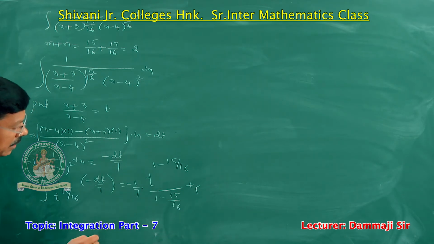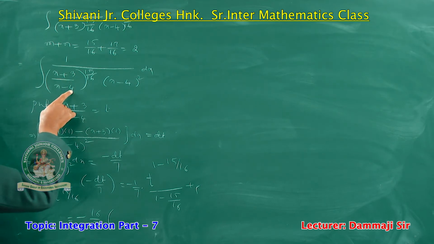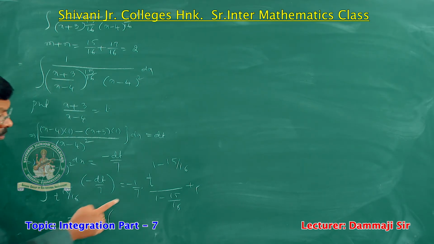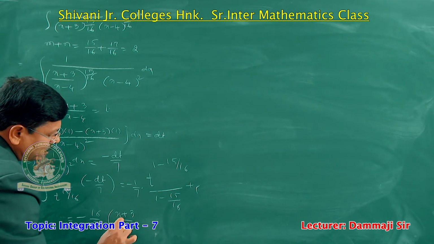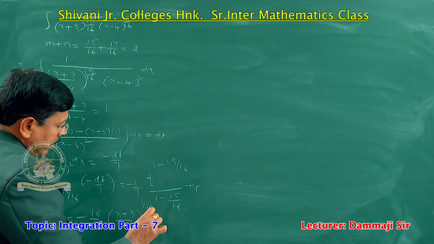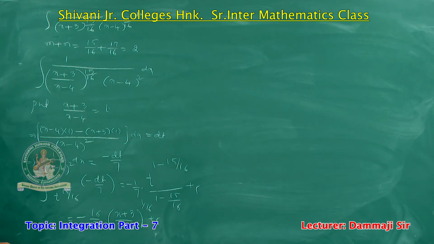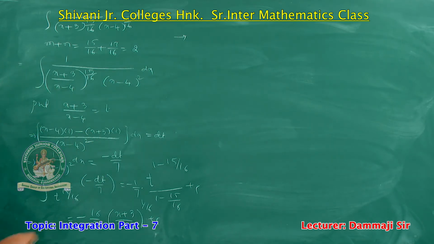It is a fraction, that is minus 16/7 of t, where t is nothing but (x+3)/(x-4). The denominator item is (x+3)/(x-4) whole power 1/16. It is one of the processes. But for the same model conceptual problem, you can minimize the steps.